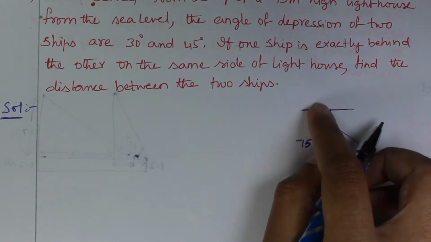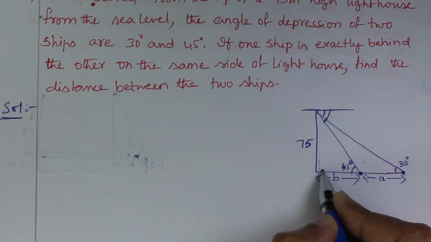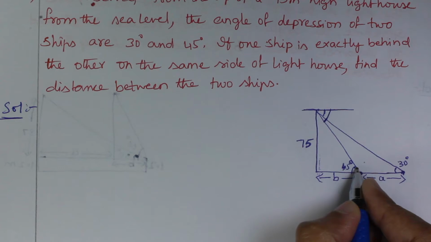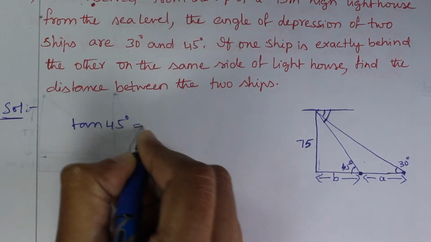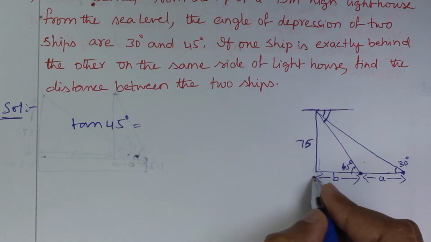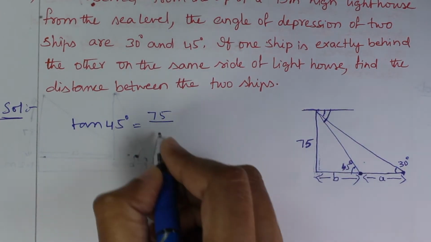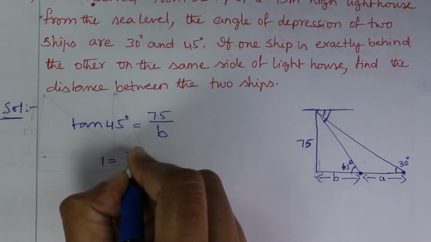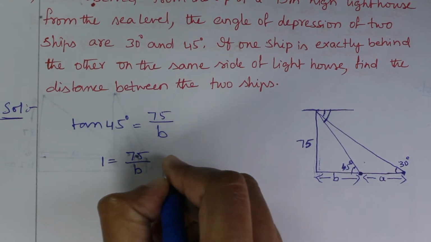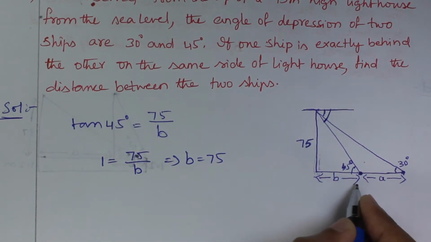Now let's take this triangle, first triangle. I am calculating tan 45 degrees. Tan 45 degrees is equal to opposite side 75 divided by adjacent side B. So tan 45 is 1. 1 is equal to 75 by B. That implies B is equal to 75. So I got the value of B as 75.